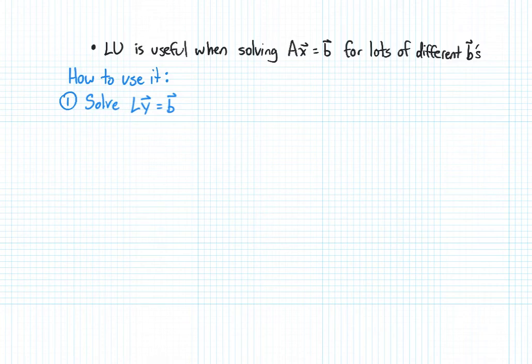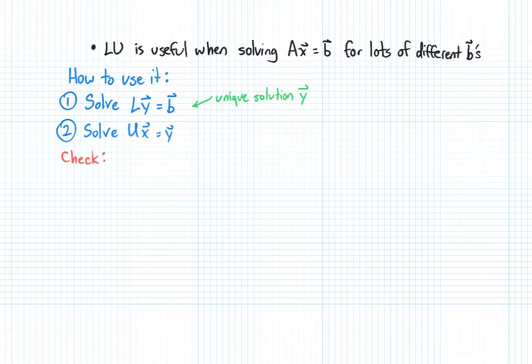And it's worth noting that because L is the product of elementary matrices, it's invertible, so this will have a unique solution. And then the next step is to solve UX equals Y. And we can check that this works by observing that if we do all this, we have AX is equal to LUX, because A is equal to LU, and that's LY, because UX is equal to Y, and then that's equal to B, because LY is equal to B. So that's it. AX is equal to B.